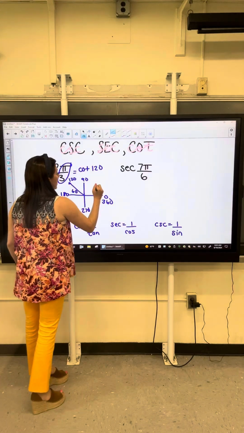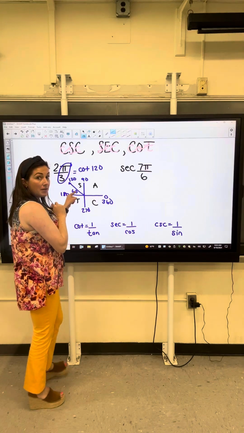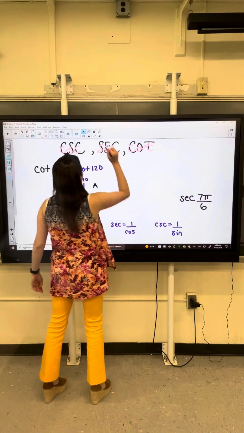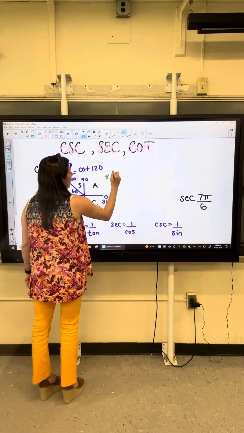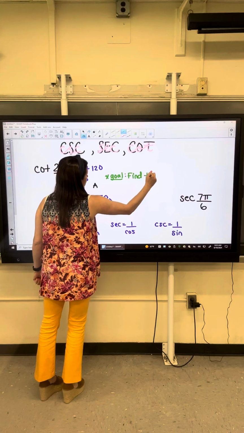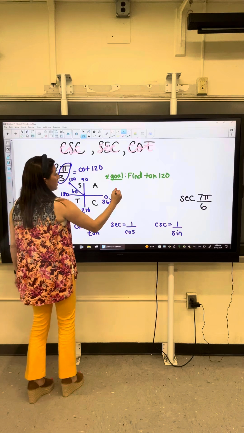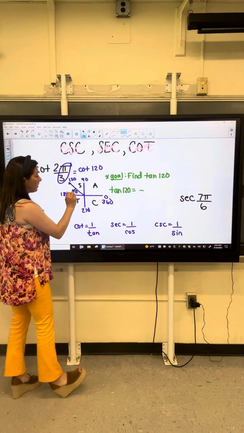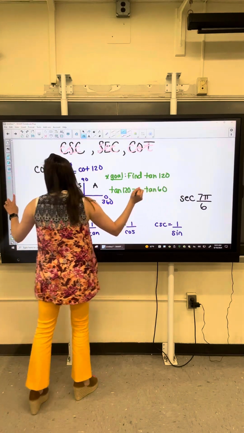Now, all students take calculus because we have to figure out if tangent is positive or negative. Tangent is going to be negative, because remember my goal. If I could find the tangent of 120, then the cotangent is just the flip. So my goal is to find the tangent of 120. Okay, so now watch how I do this. So the tangent of 120 is going to be equal to negative, because we're in the second quadrant, of tangent of 60.